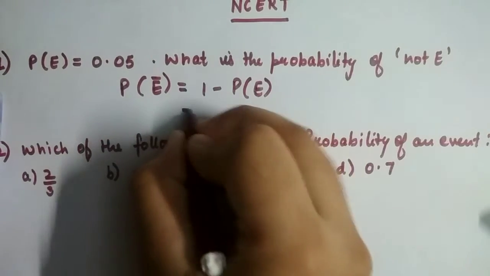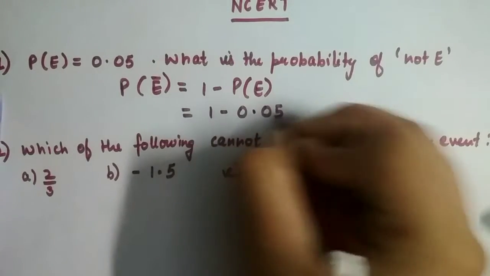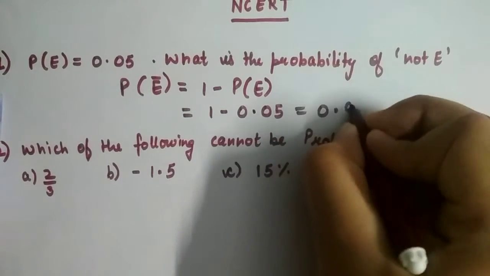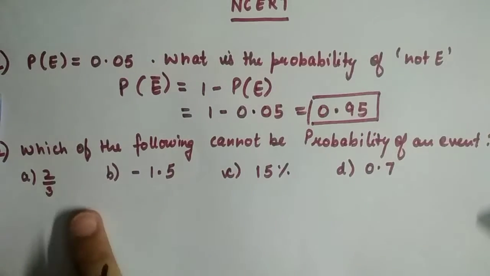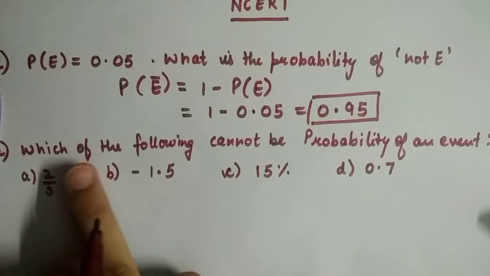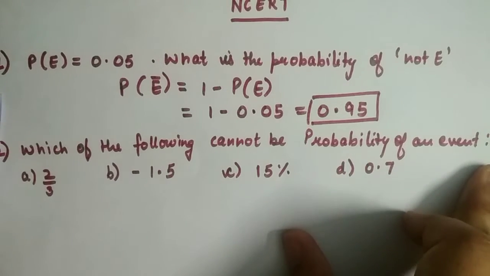You know what P(E) is? It is 0.05. So 1 minus 0.05 is 0.95. So this is your answer. Now let us move to the second question. Which of the following cannot be the probability of an event?